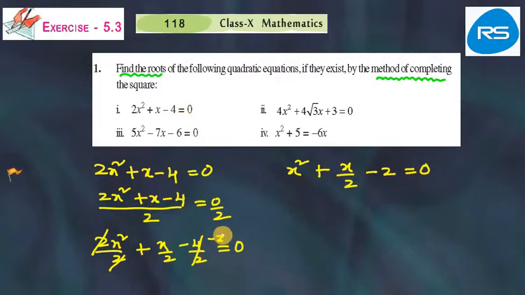You can cancel this minus, otherwise you may get confused. After dividing both sides by 2 and taking this constant to the other side, you will get x square plus x by 2 is equal to positive 2. Minus 2 becomes plus 2.